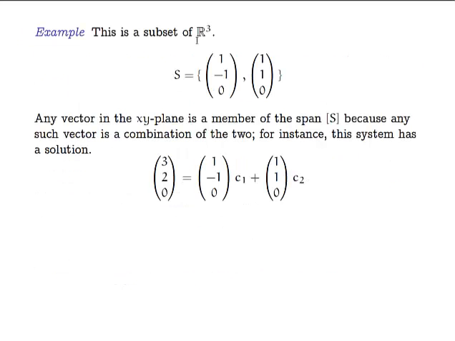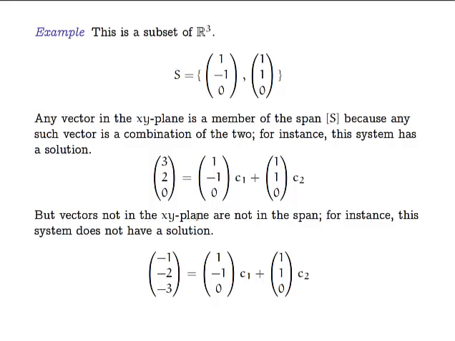All right, here's another subset of R3. S is these two vectors. Now the span of these is going to be all arbitrary linear combinations of these two vectors. Any vector in the xy plane is a member of the span because such a vector is a combination of these two. You can actually set that up as a system of linear equations. If you have any vector (x, y, 0), you can write (x, y, 0) as a linear combination of these two vectors.